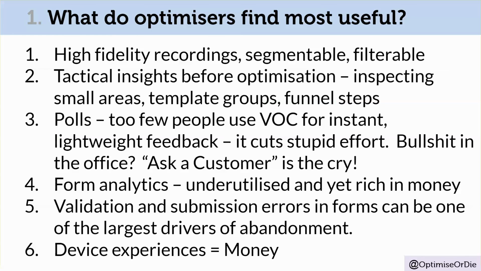So what do optimizers find most useful in this stuff? Well, here are the top 6 really. Device experiences is down at the bottom here mainly because these tools don't really help that much with it until it gets to the final testing of the suspect devices and browsers that look bad in your analytics data. But top of here is high fidelity recordings that are segmentable and filterable. You've got nice reporting, rich ways of slicing and dicing that data. Very important. Secondly, being able to get tactical insights with these tools to ask questions of people, to focus in on small areas, to look at particular template groups or funnel steps, being able to pull these out, also vital.